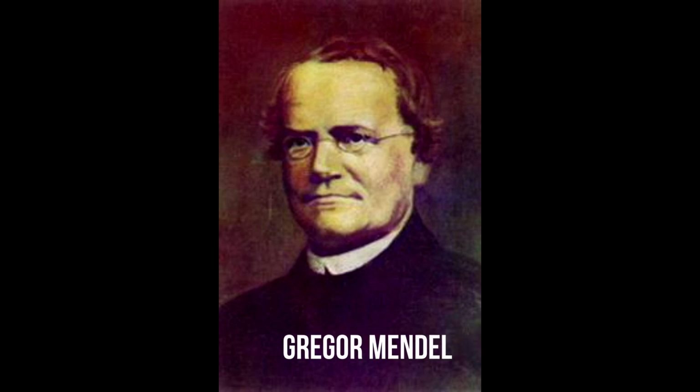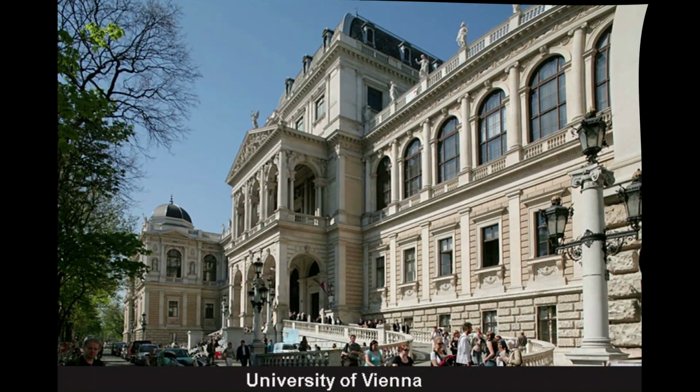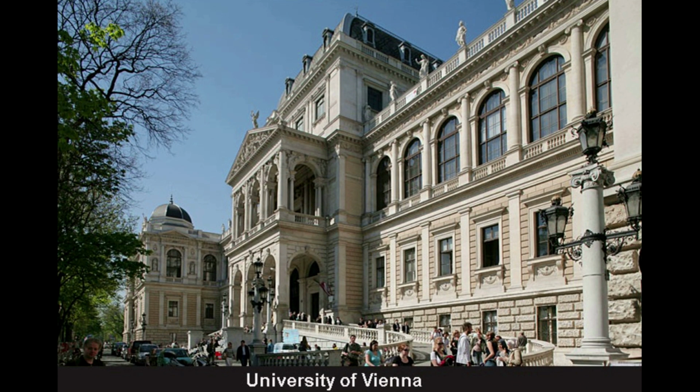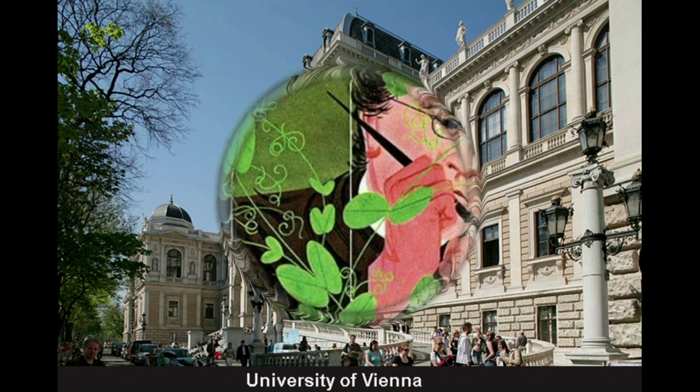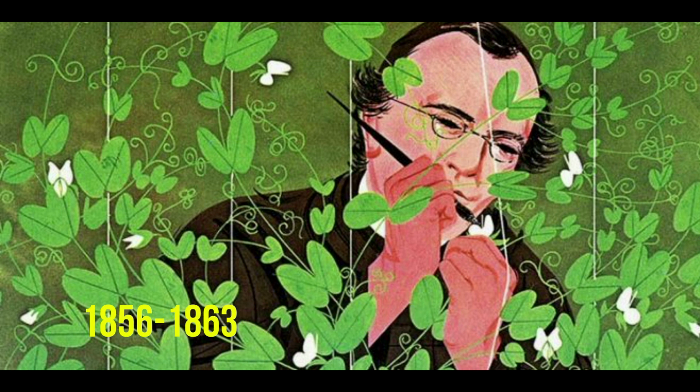The first scientific basis of inheritance and variation was experimentally proved by Gregor Mendel in the 19th century. So let us first take a brief account of Gregor Mendel. Johann Gregor Mendel was born on 22nd July 1822 in Moravia in Austria. After graduation, he was sent to the University of Vienna for higher studies in physics, mathematics and natural science. In 1856, he began his hybridization experiment on garden pea, that is between 1856 and 1863, for 7 years.